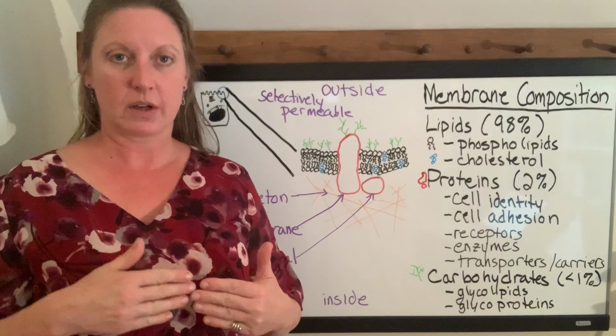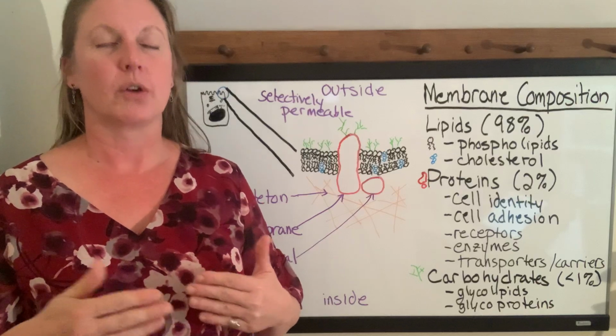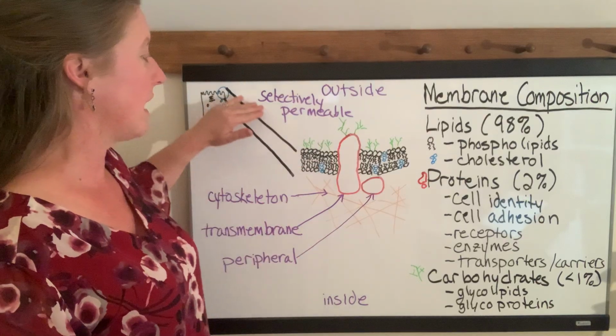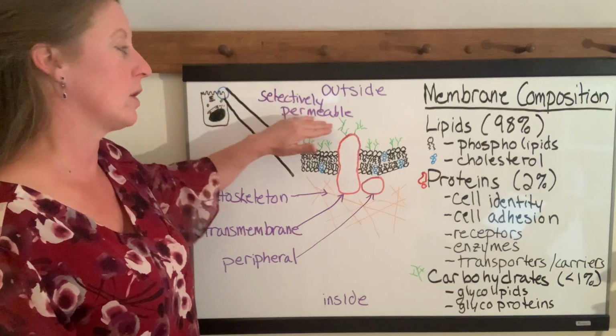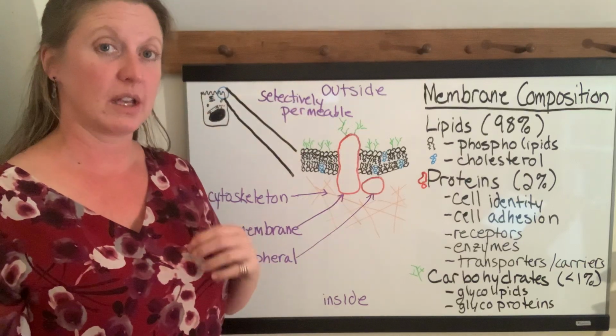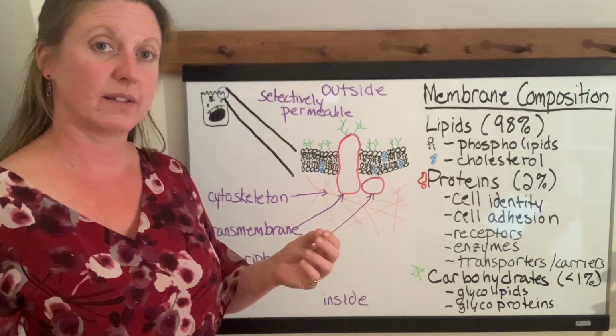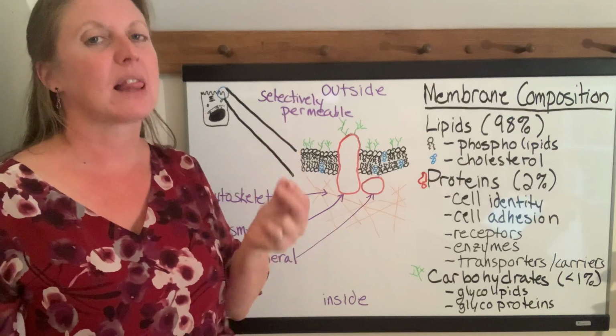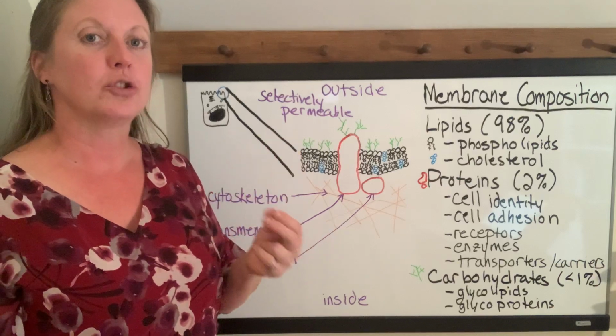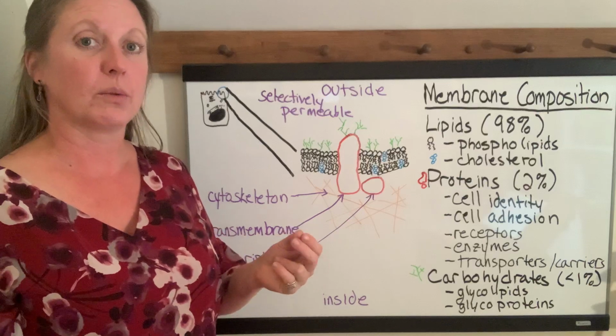Because it controls what goes in and out of the cell, we say that the plasma membrane is selectively permeable. Things can go in and out of the cell or across the cell membrane, but the membrane is selective about it. It chooses which things are allowed to go and which things are not.